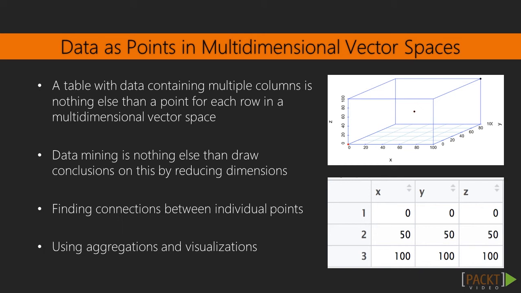Assume we have a 3-dimensional coordinate system and the following table. We can also see this as 3 vectors or 3 points in a 3-dimensional vector space. One point is at 0, 0, 0, one at 50, 50, 50, and one at 100, 100, 100. And as you can see, we can plot those 3 points into a 3-dimensional coordinate system.